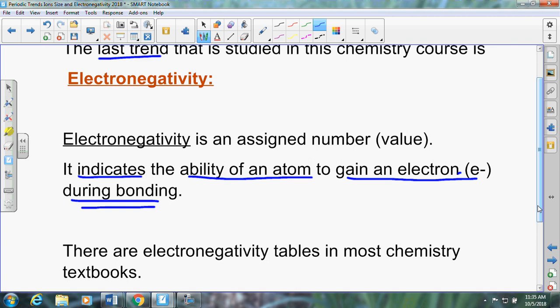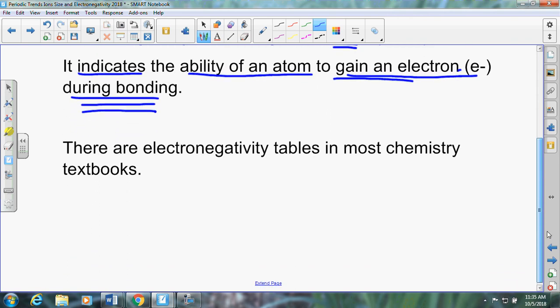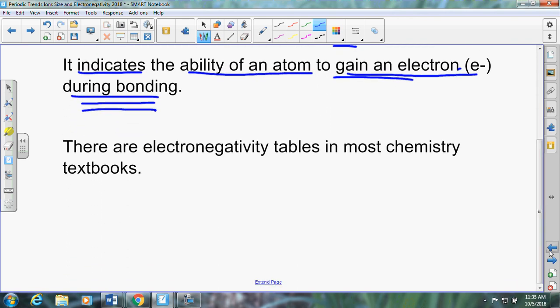which we just talked about, and another topic which we haven't brought up, which is electron affinity, and it is not taught in general chemistry. So back to what this means, it's just a number, and it tells you how much the atom wants to gain an electron during bonding. There are lots of electronegativity tables found in most chemistry books. Often it's literally numbers plastered right on the periodic table. So let's take a look.